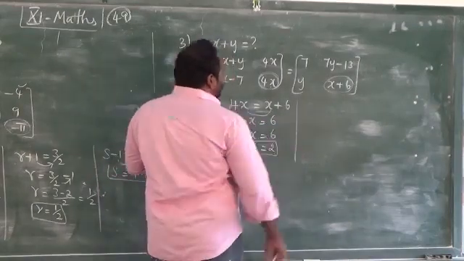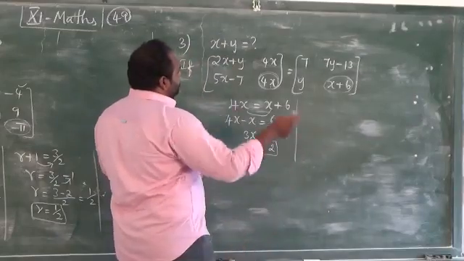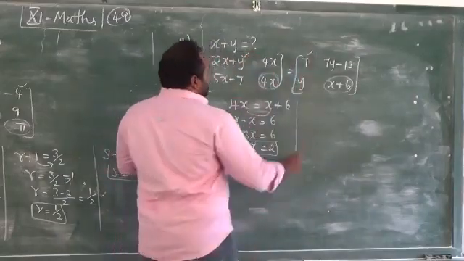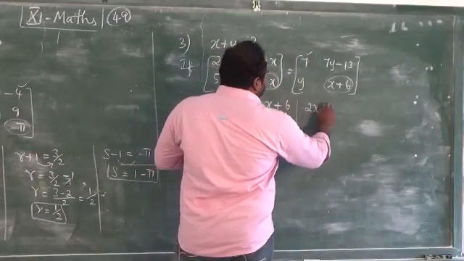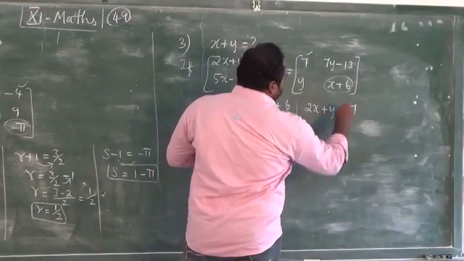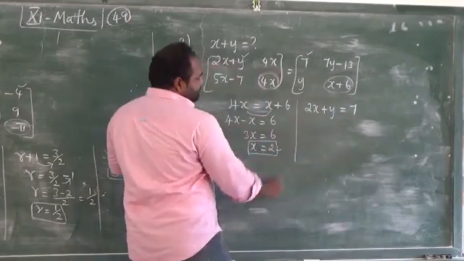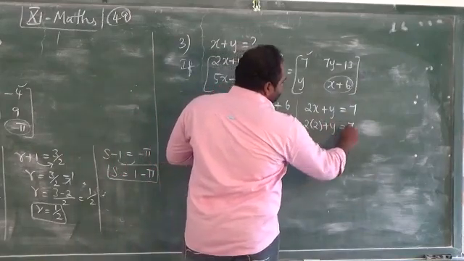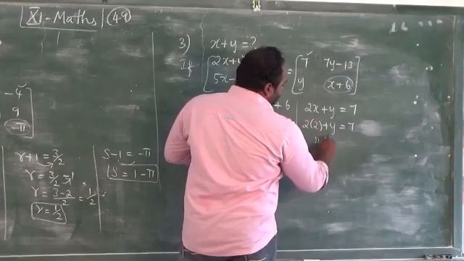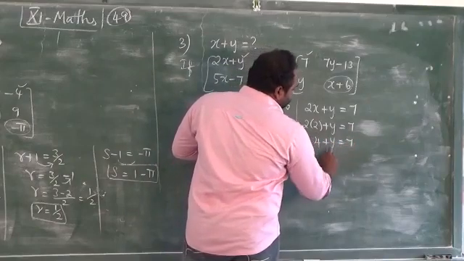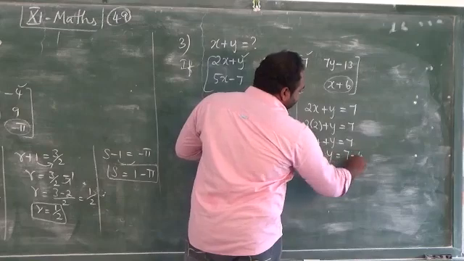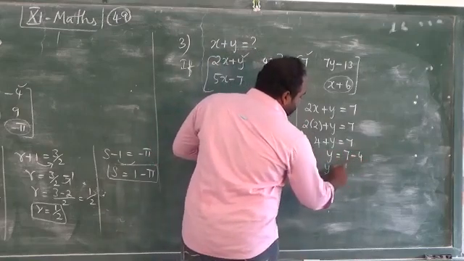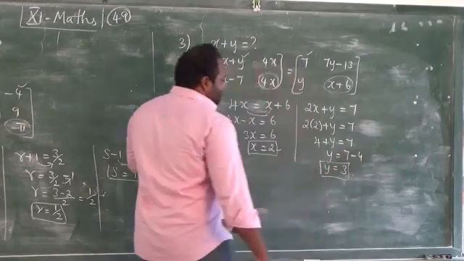Next, the y value. How can we find the y value? Any corresponding values you can equate; take 2x plus y equal to 7. We already know the value of x. If you substitute here, 2 into 2 plus y equals 7. 2 into 2 is 4, plus y equals 7. So, y equals 7 minus 4, which is 3. We got the x and y values.